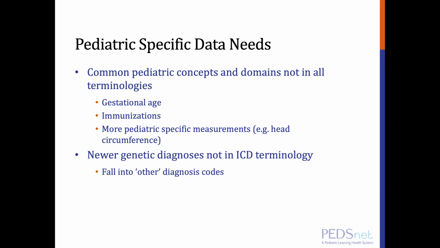We also knew that we wanted to make sure we used vocabularies that would be able to accommodate things like newer genetic diagnoses that are not in ICD terminology. ICD-9 and ICD-10 have catch-all codes that are kind of like other genetic diagnoses that are not as descriptive. What we use, and we're going to discuss, for diagnoses has more granularity, more specific codes available for many of the genetic diagnoses, though more and more keep coming out.